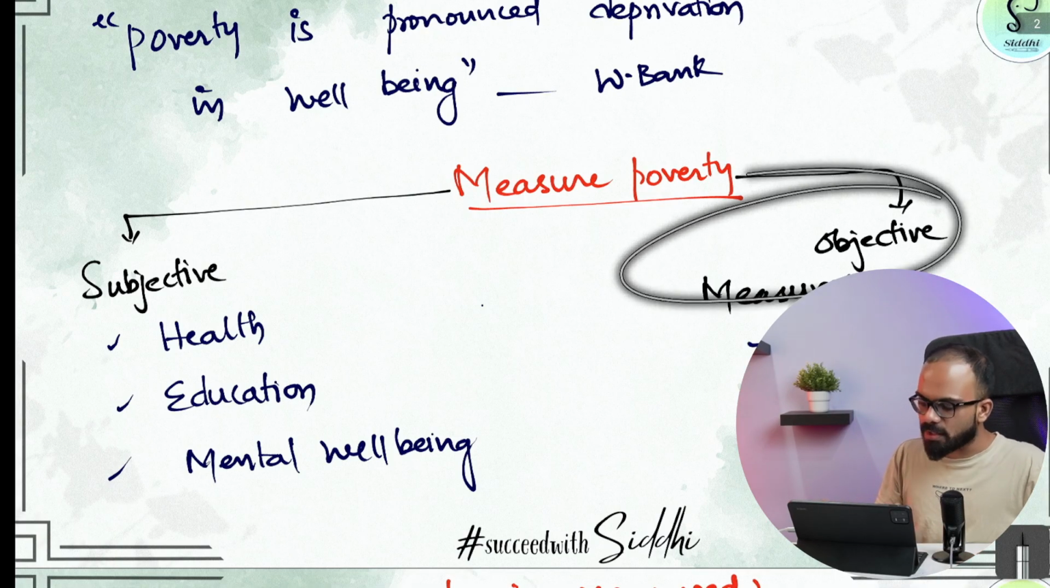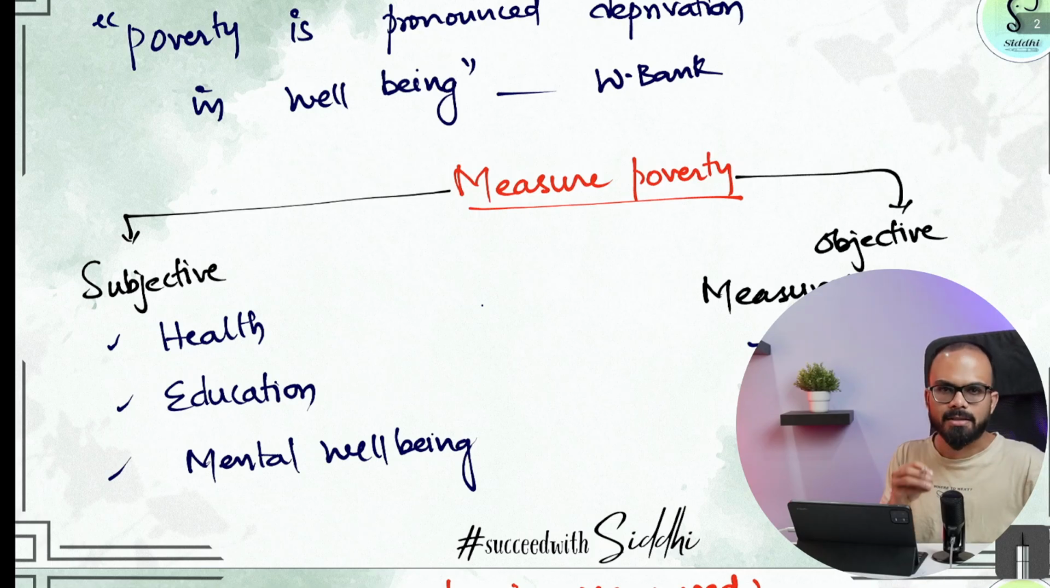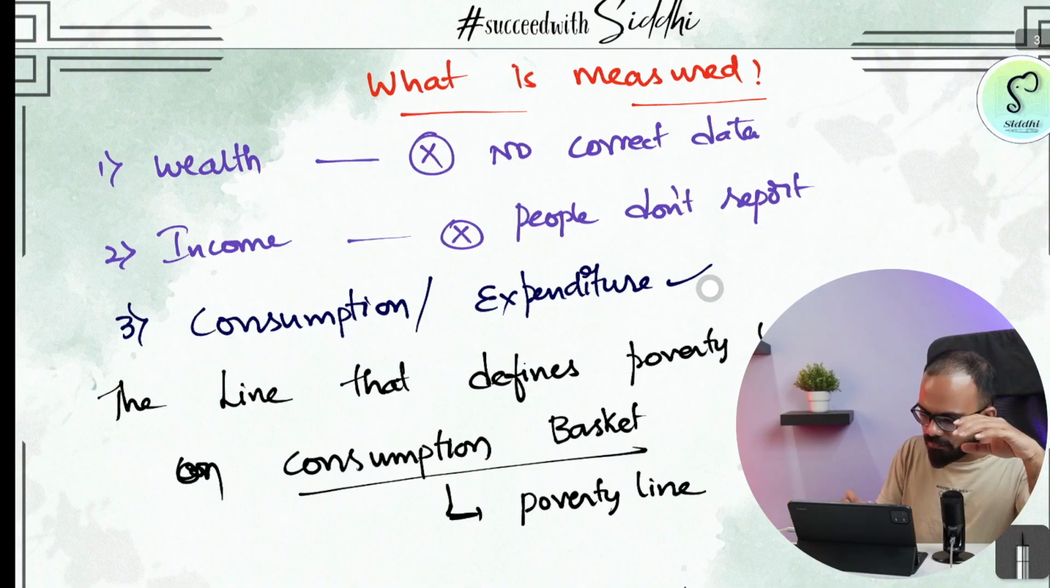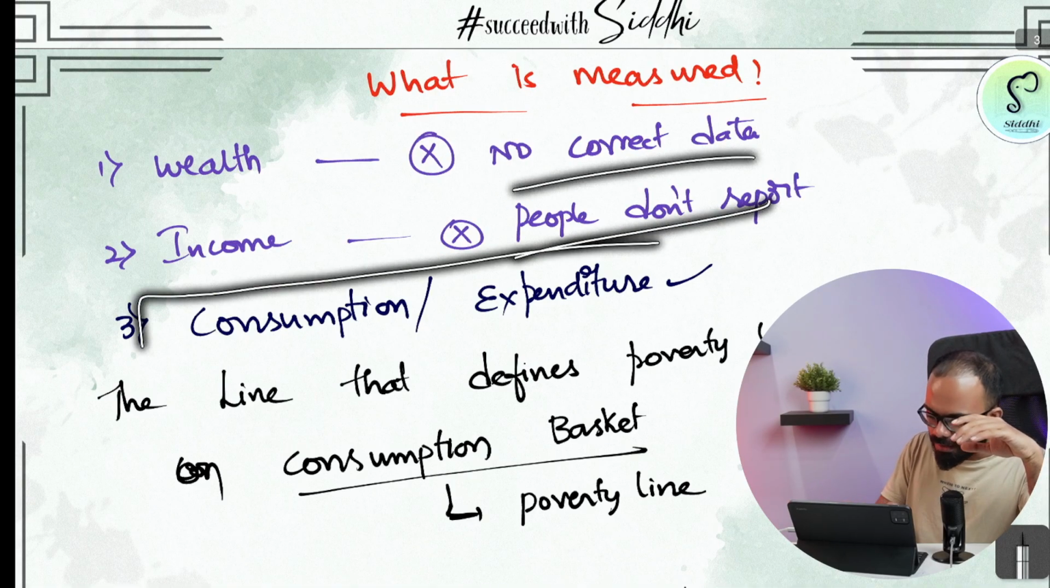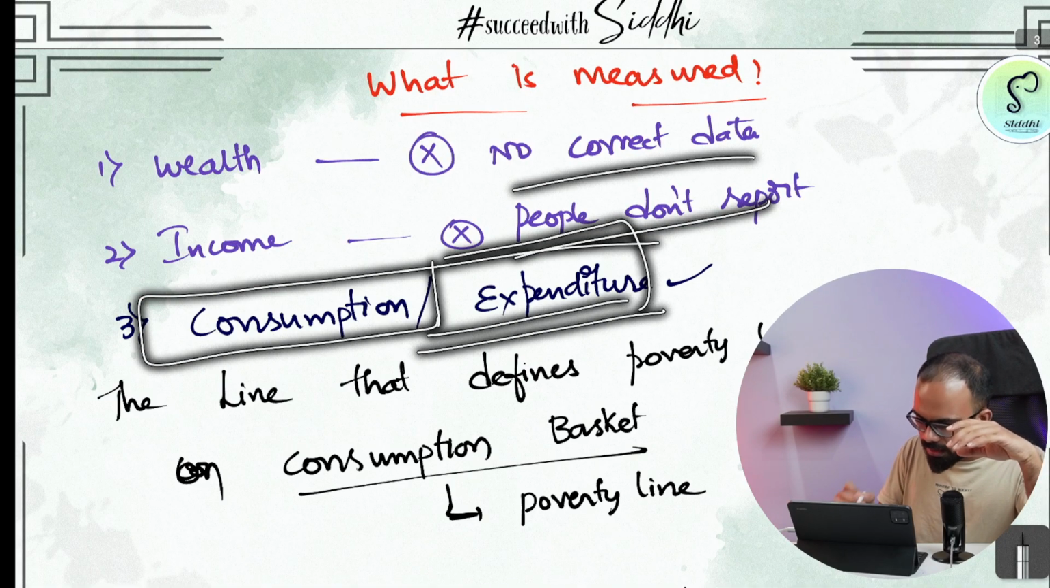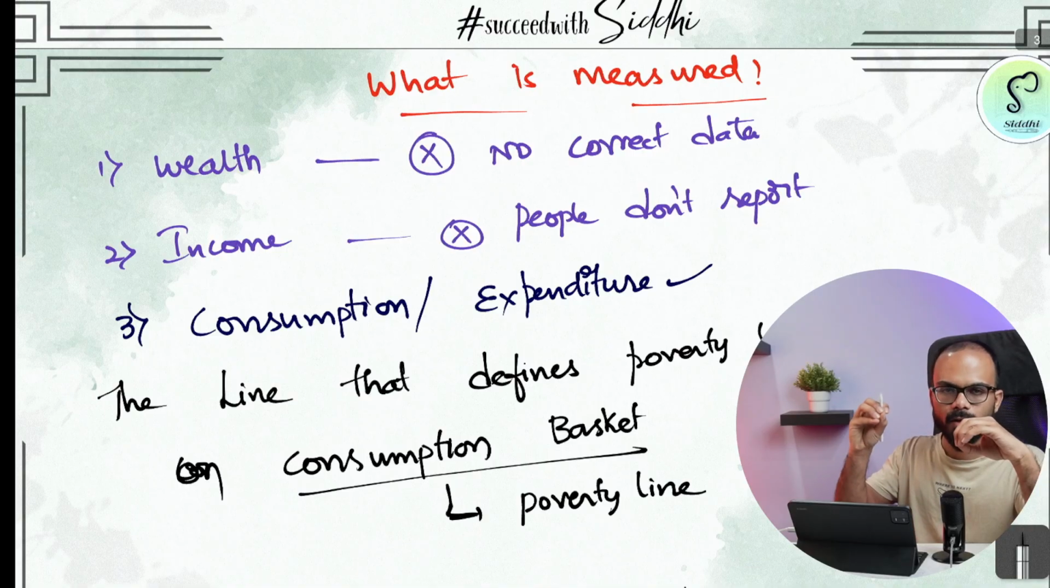Whereas in objective measurement, we pick up certain indicators which are clearly measurable, and based on that, we measure the amount of poverty. Now, there are three major indicators available for us to measure poverty. One is wealth, second is income, and third is consumption and expenditure. When it comes to wealth and income, the problem is that people don't report their wealth and income properly. So, wealth and income are considered as inefficient ways to measure poverty. So, consumption or expenditure patterns are used to measure poverty properly.